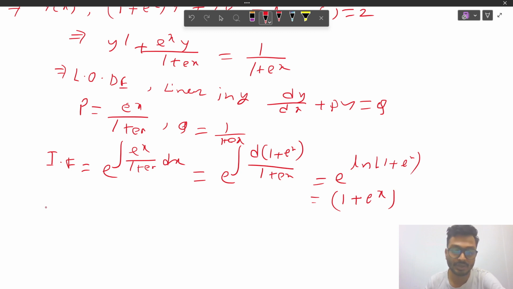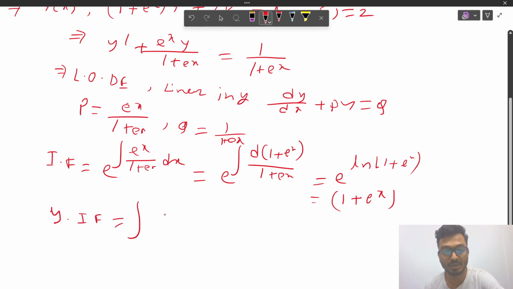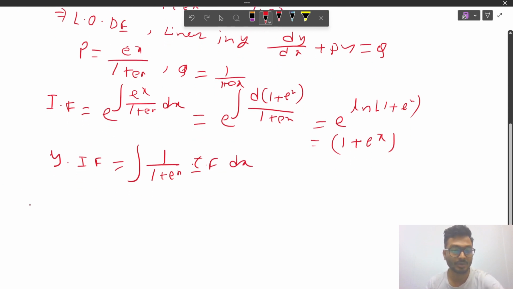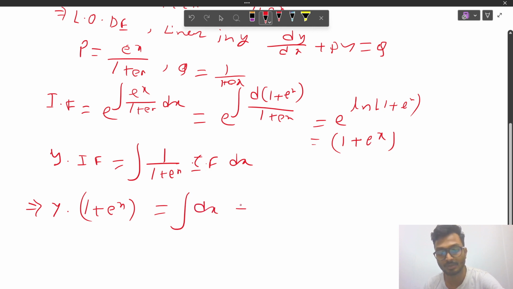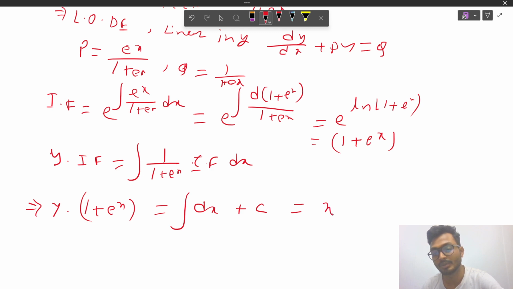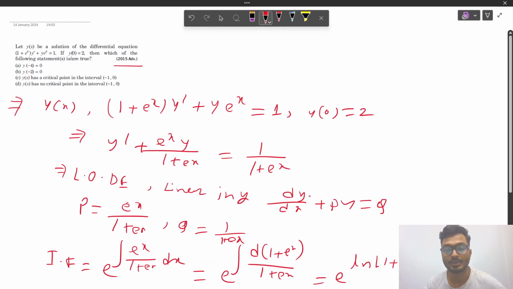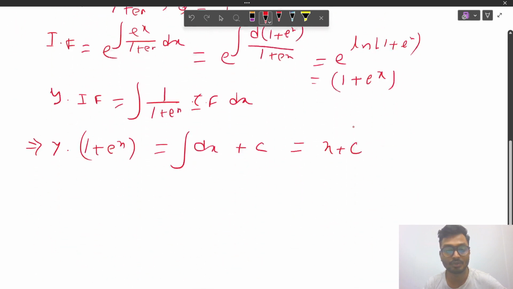Now when we get the integrating factor, what will be the solution? The solution will be y times the integrating factor equals integral of Q times the integrating factor dx. So y(1 + e^x) equals the integral of 1/(1 + e^x) times (1 + e^x) dx plus some constant c, so this equals x + c. Now it was also given that y(0) = 2, right?